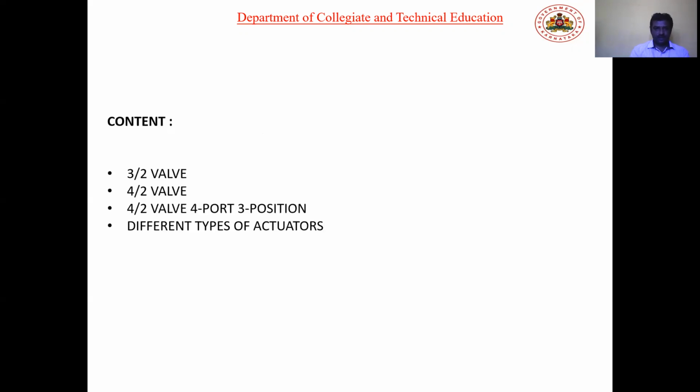In this session, these are the contents: 3 by 2 valve, 4 by 2 valve, 4 port 3 position valve, and the different types of actuators and how we represent them. So this session mainly deals with the different types of valves. There are the direction control valves, which control the direction of flow of a fluid inside a hydraulic system. So these are the contents of this session.